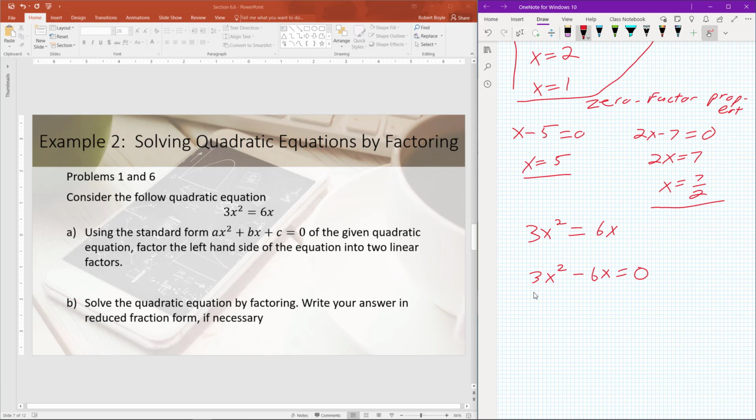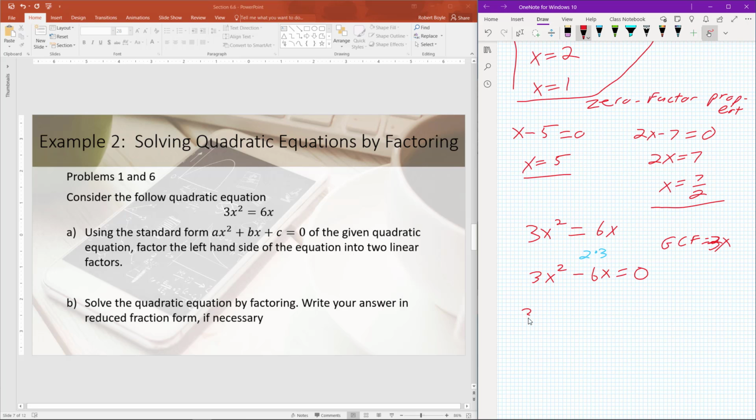Now notice that this equation has a greatest common factor. Specifically, 6 can be written as 2 times 3, right? So they both have a common 3. They both have a 3 in common. This has 1 x, this has 2 x's, so they both have an x in common. Consequently, it has a GCF of 3x, and we can factor that out.